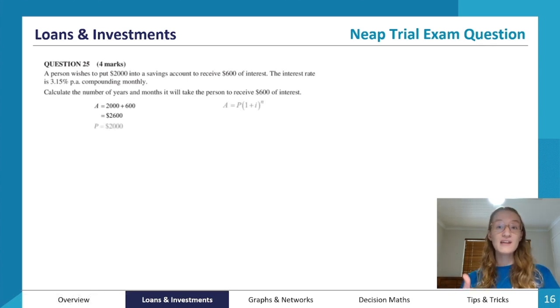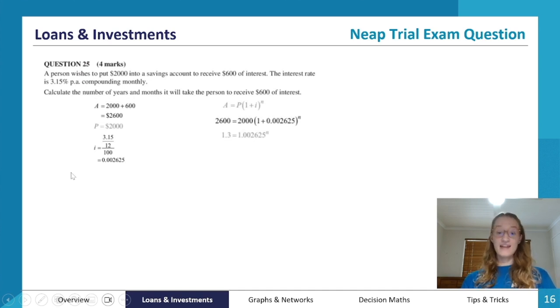We also know P, the principal, because we're told how much they're going to invest. So we know that the starting point is $2,000. And we can also calculate I. They've arranged their formula slightly differently here, but it's still the same effect as what we've been talking about. What they've done is they've taken the interest rate per annum, which is 3.15%, and think of it like they've divided it by 100, and they've also divided it by 12, which is the number of compounds per year. So they've done the exact same process. They've just set it out a little bit differently. So we've calculated I, and then that's what we know.